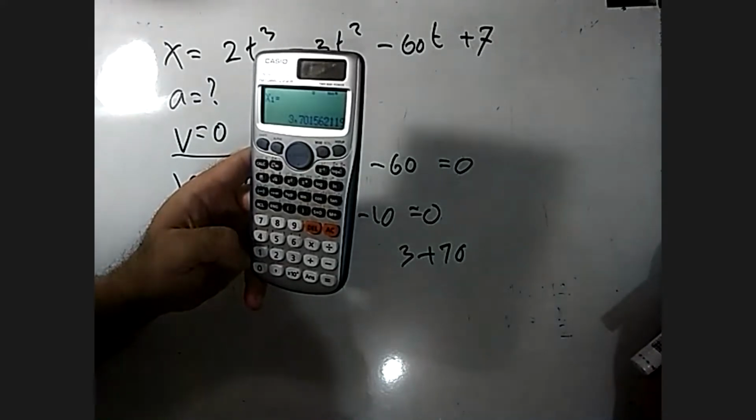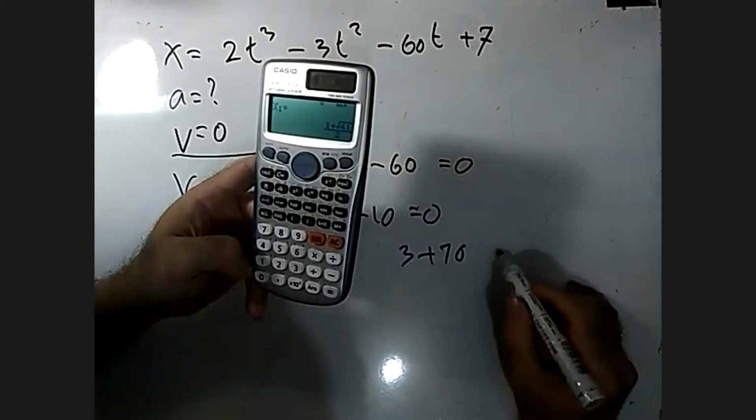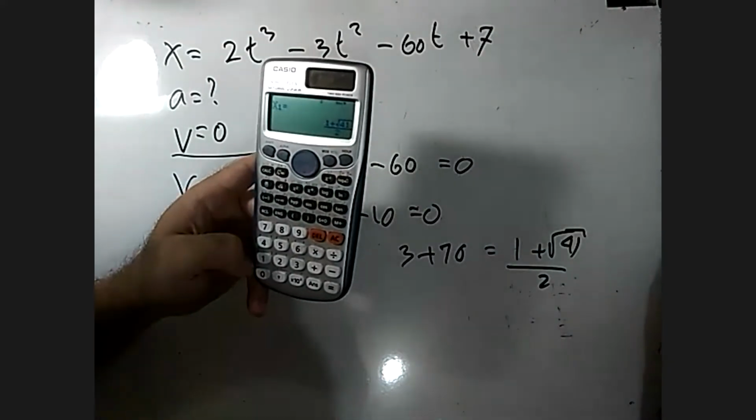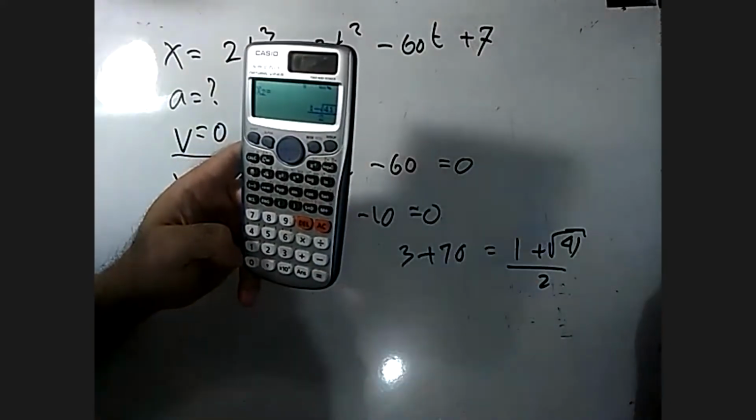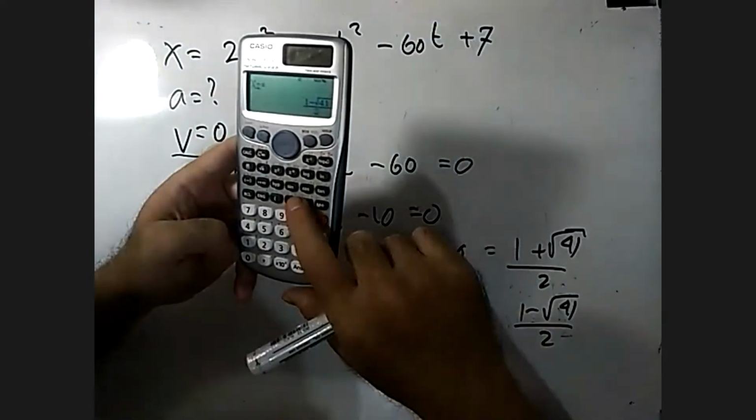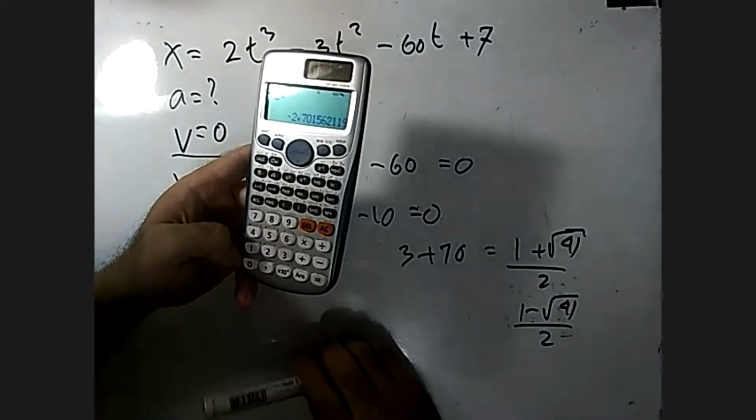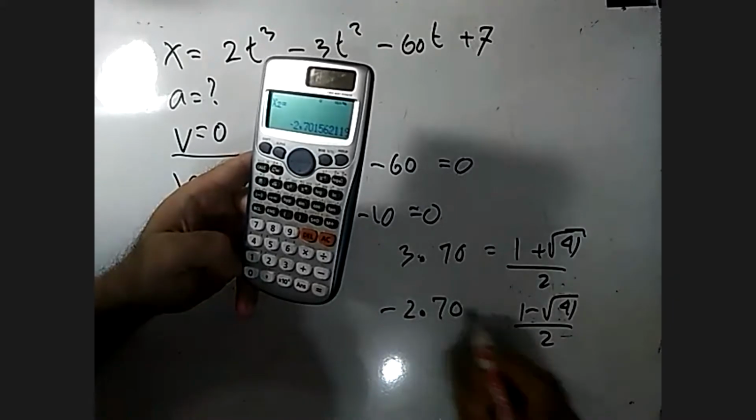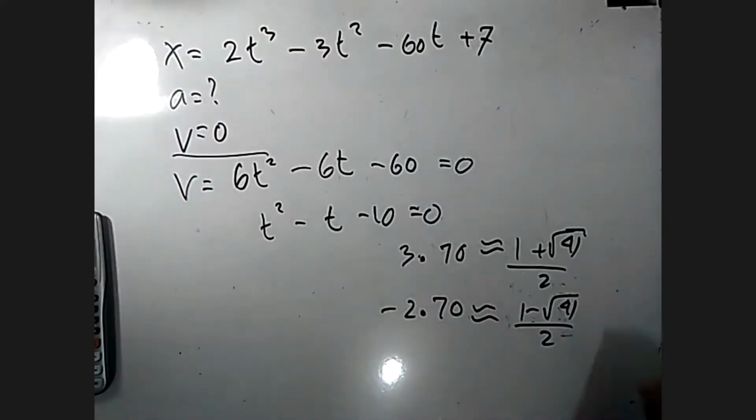3.70 is okay. Or if you want to keep it here, you count them here. That is 1 plus square root 41 over 2. Now, if you put x number 2, you have the answer 1 minus square root of 41 over 2. But if you put them in decimal, it is going to be negative 2.70. So here is your answer here.